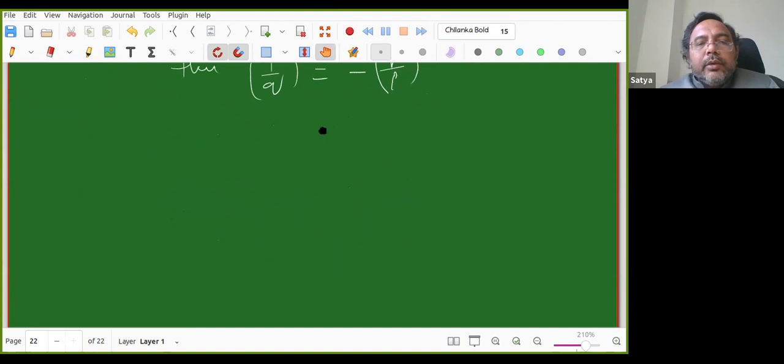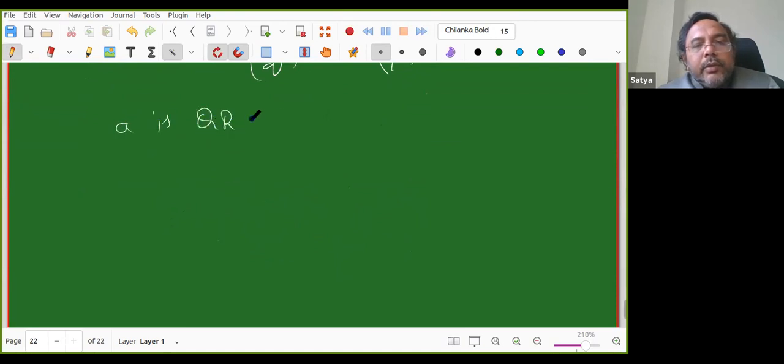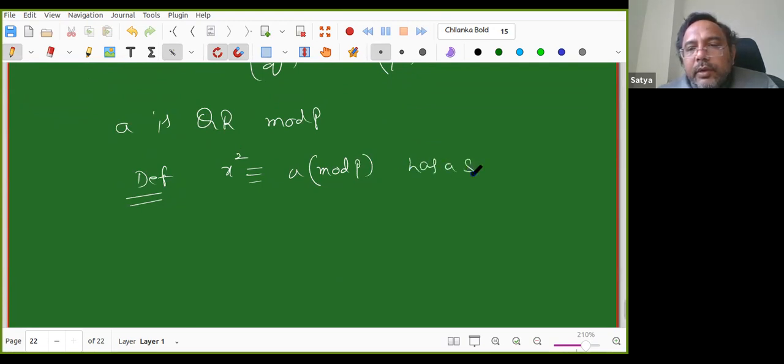So how does this entire chapter go? First the definition: a is a quadratic residue modulo P. The definition says that x square is congruent to a mod P has a solution or not. But this is the definition.